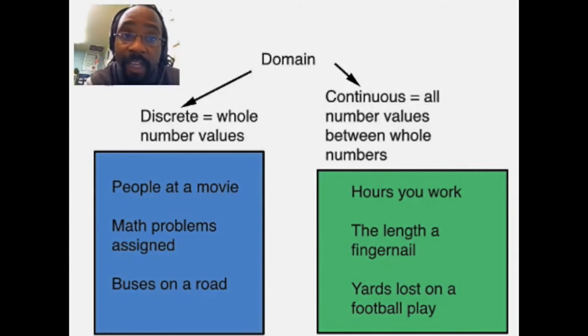On the other hand, you have a continuous domain, and that is all number values between whole numbers. So you'll have a fraction of a whole. Some examples of that are hours you work. You work part of an hour, or your length of a fingernail is part of an inch, or yards lost in a football play. You don't always lose a whole yard amount. It could be a fraction of a yard. And we will look at those tomorrow in class.